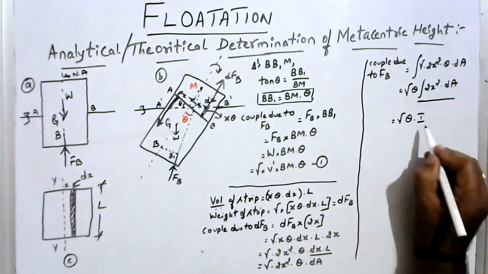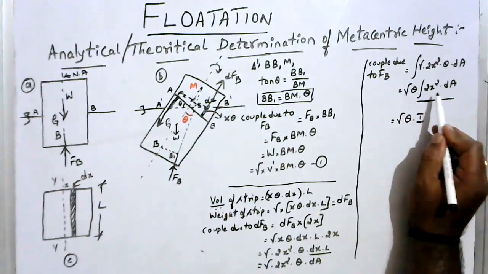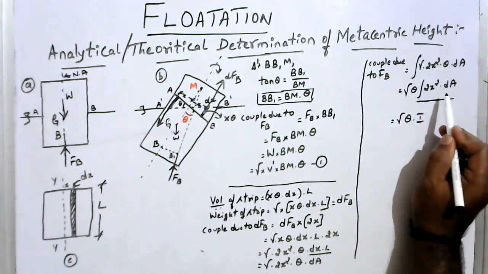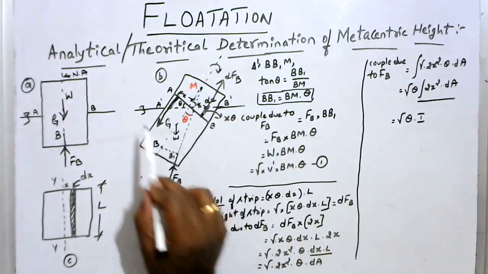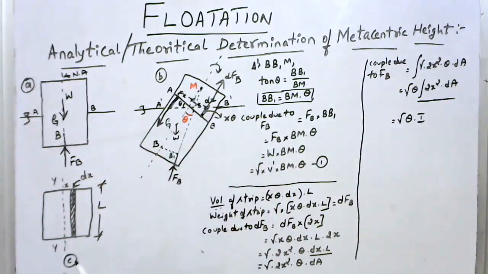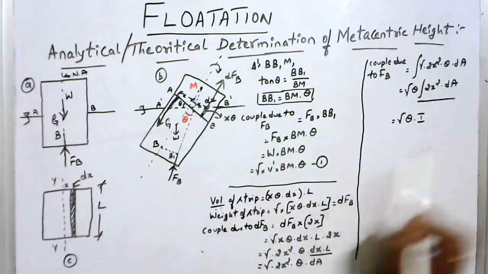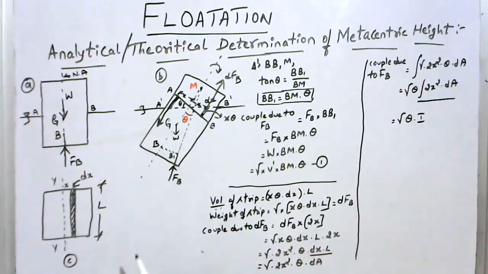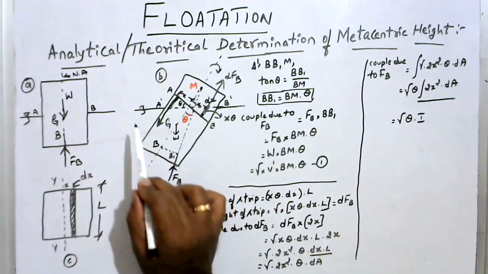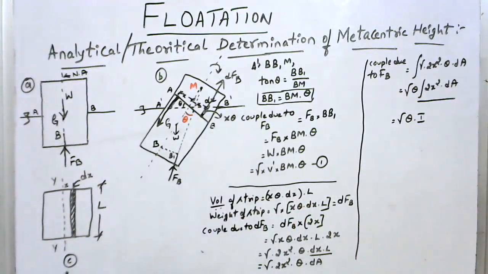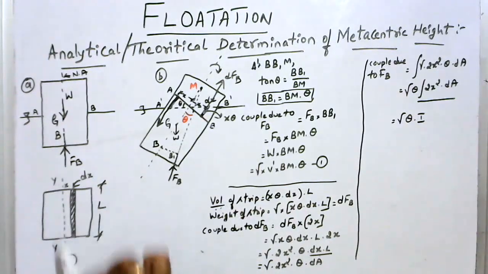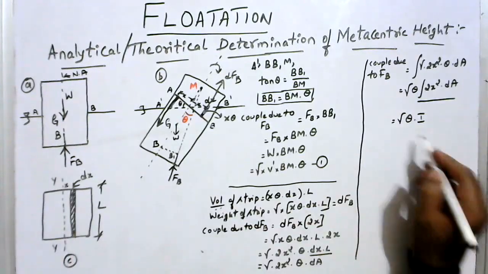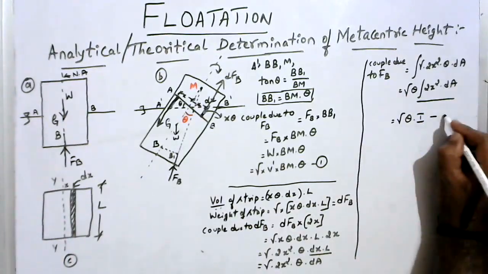So this integral of 2x square dA, I'll take as gamma theta into I. What is I? I is equal to the integration of 2x square dA. I represents the moment of inertia of the plane area at the free surface of the liquid. You can refer to figure C for that. By using this, it becomes Iy. We have to take the moment of inertia about the longitudinal axis. This is the couple due to the force FB again.